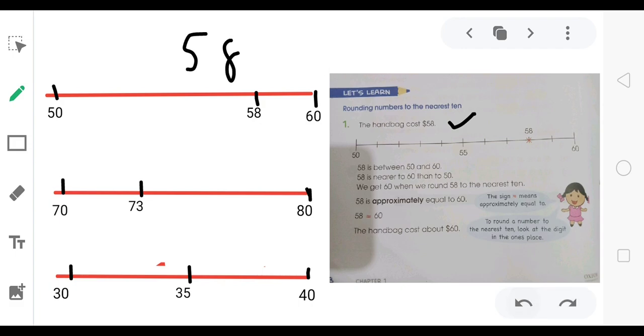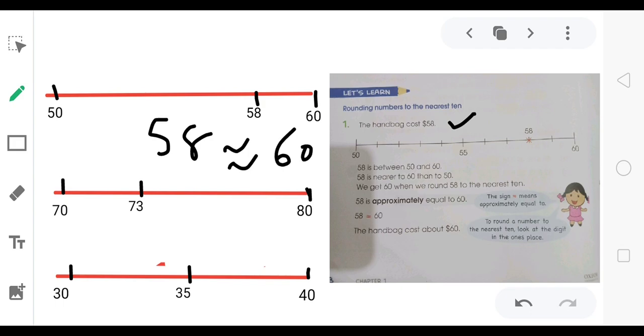Okay. Now how will you write this? You will write like this: 58, this is the sign of round off, 60. Is it clear? Okay. Now come to the next part.